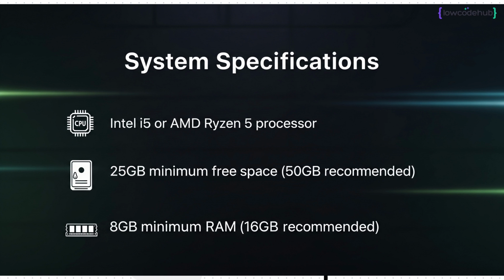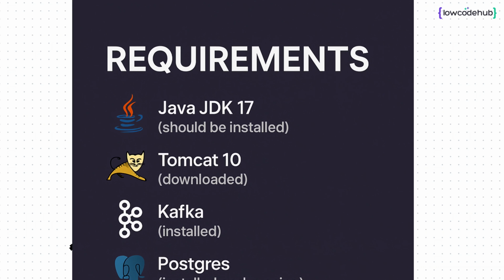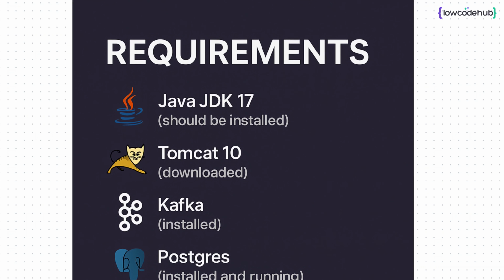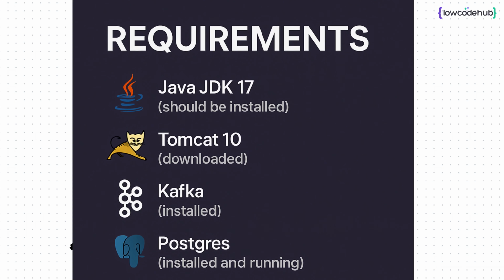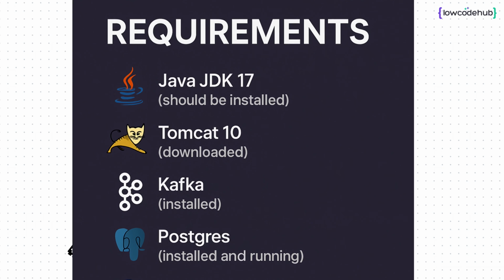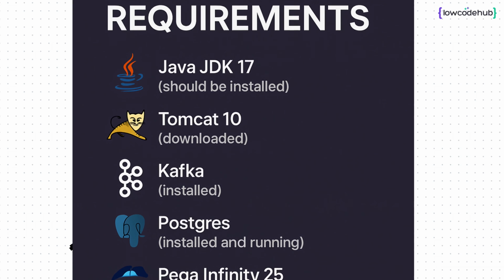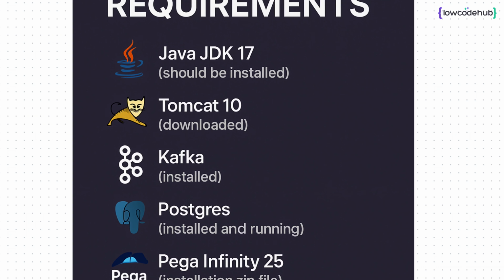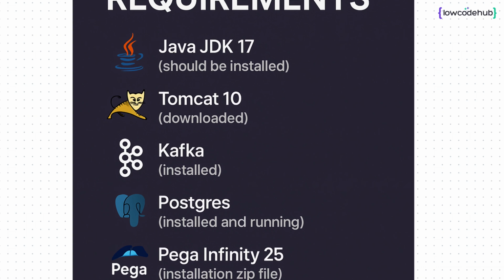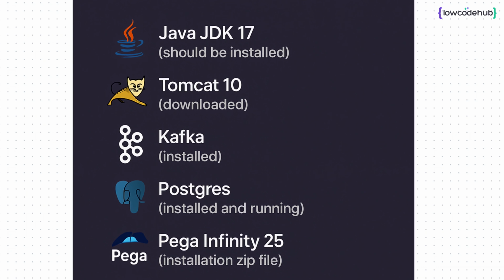Before we begin, these are the requirements that we need as part of the complete installation guide. The first is Java JDK 17 needs to be installed. Pega recommends you to have 17 version. Next is you should download Tomcat 10, and that is recommended for Pega Infinity 25. Next is Kafka. So Kafka should be downloaded as well as installed in your system. In this demo, we'll be using Kafka 4.1.